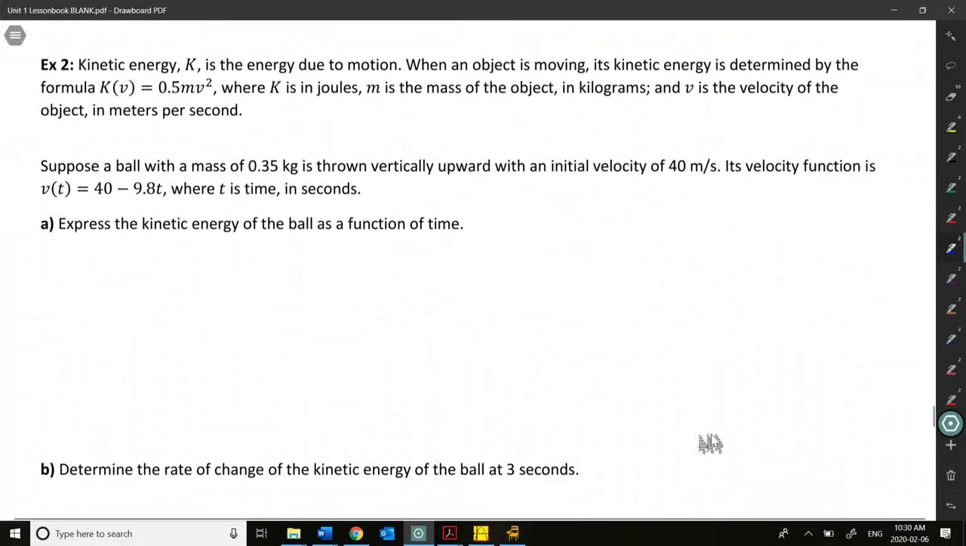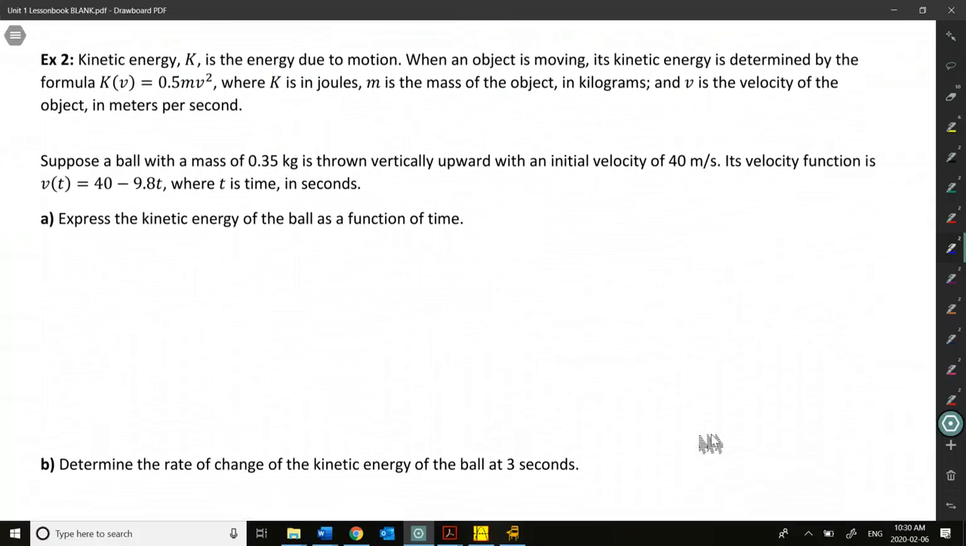Okay, let's move to example 2. Kinetic energy, which is going to be represented by capital K in our equation, is the energy due to motion. When an object is moving, its kinetic energy is determined by the formula K at V equals 0.5 m times v squared. K is going to be measured in joules, m is the mass of the object in kilograms, and v is the velocity of the object in meters per second.